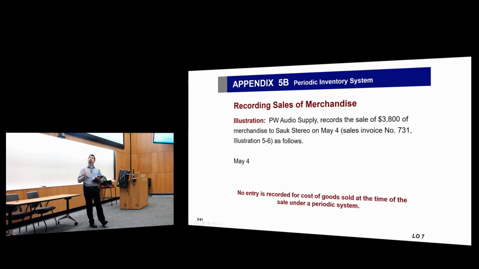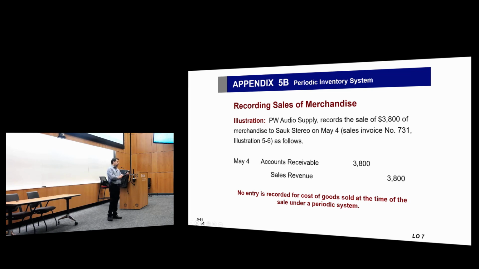The sales of merchandise is simpler here. Why? The company is not going to actually record the cost of goods sold and inventory, the second journal entry. So they will only report the sale and recognize the revenue. So it was accounts receivable debited $3,800 and we credited sales revenue $3,800.